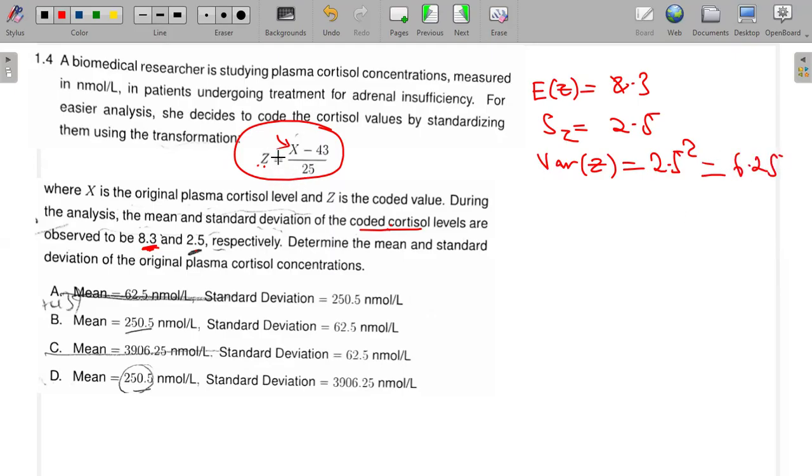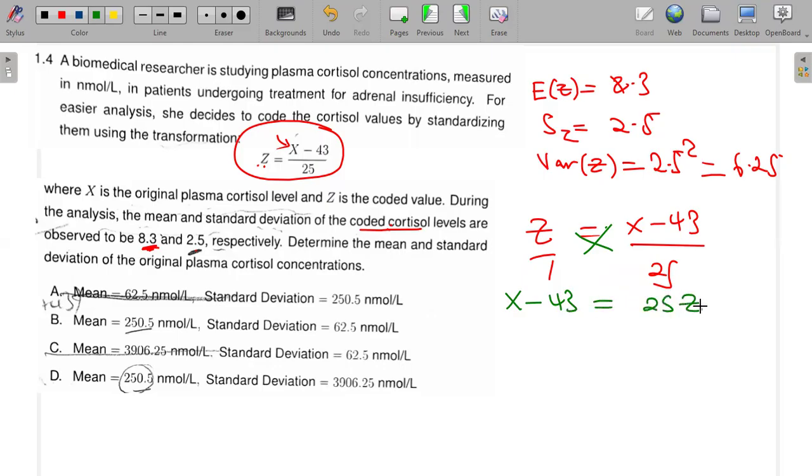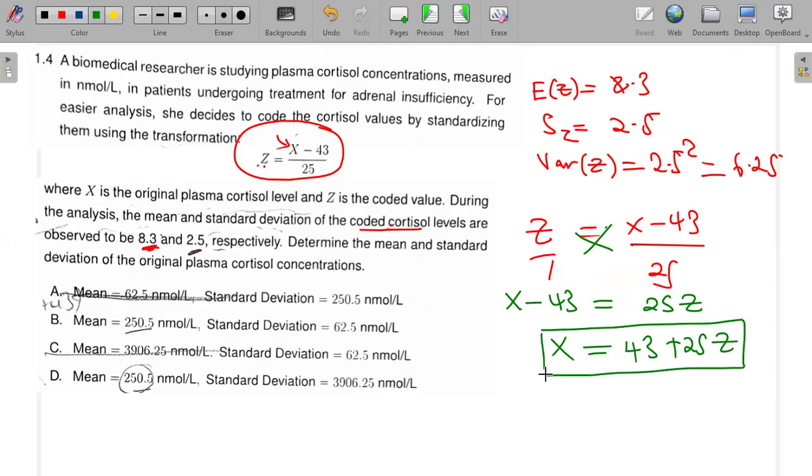Okay, so now I want to find the original mean and the original standard deviation. On this equation here, I'm going to make X the subject. So I have Z is equal to X minus 43 over 25. I'm going to cross multiply so that I have X minus 43 is equal to 25Z. So X is equal to 43 plus 25Z. This here is X being represented in terms of Z.